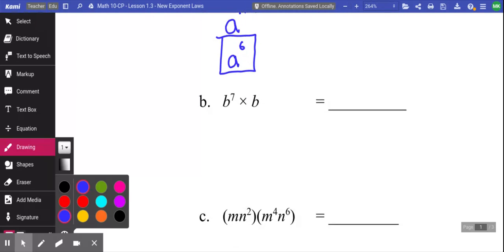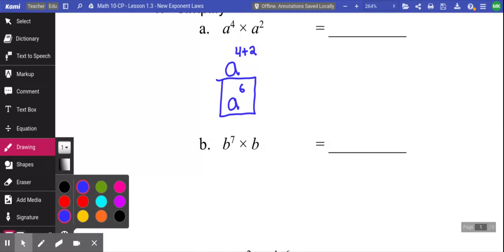If you look at b, there's an invisible number there. The second power is b to the power of 1. Right? So remember, there's an invisible 1 there. If we're multiplying, this becomes b to the power of 7 plus 1, which is b to the power of 8. Right? Add the exponents.